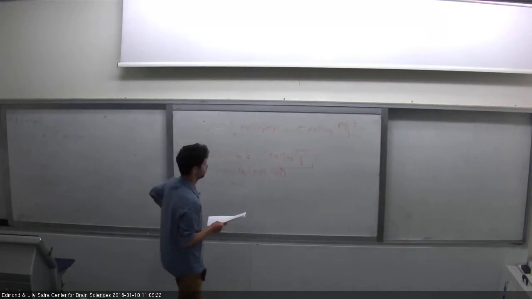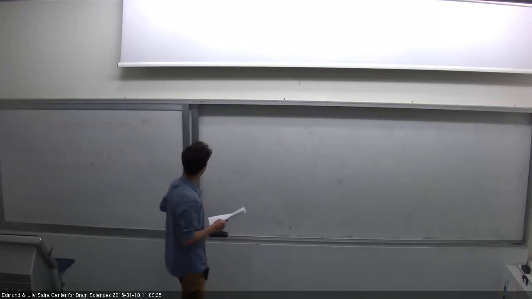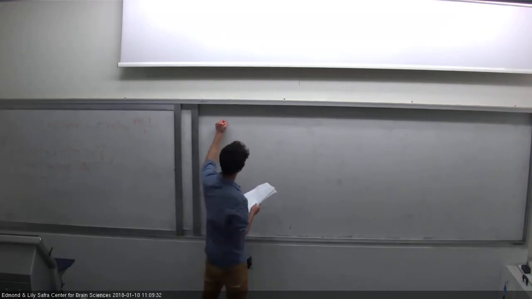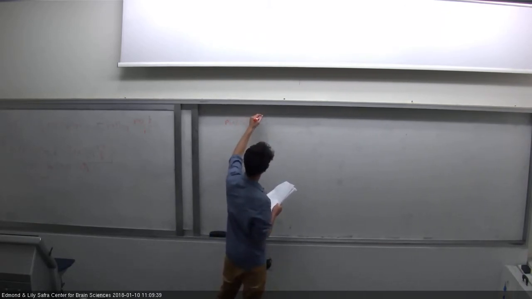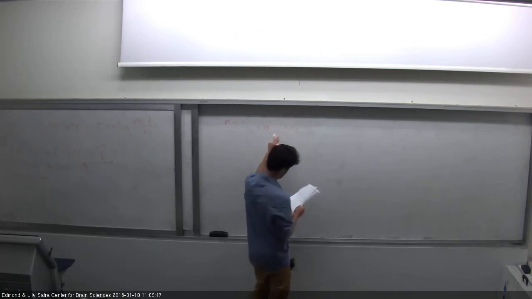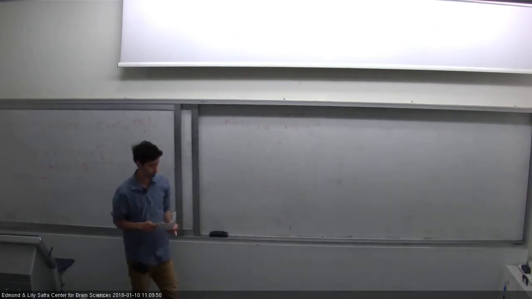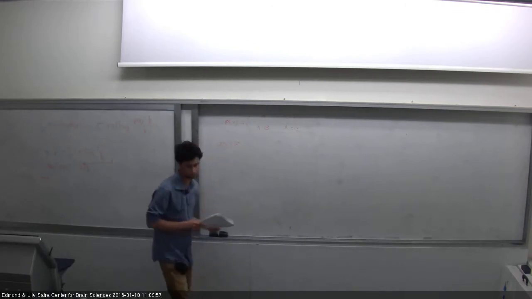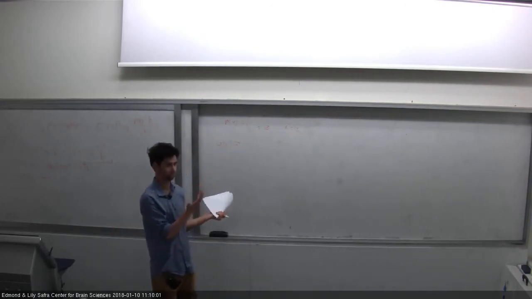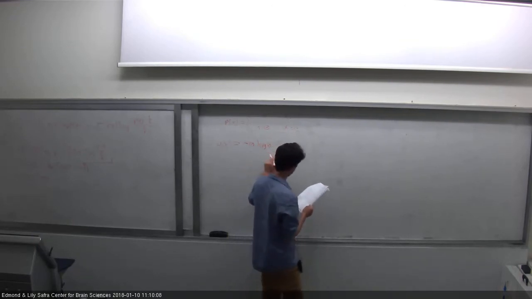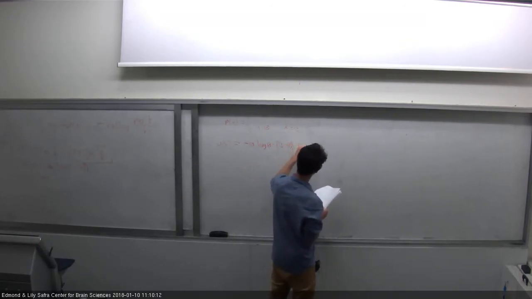Now, let's see a specific example of entropy. So, x is a Bernoulli variable. That means that p of x is theta if x is equal to 1, and 1 minus theta if x is equal to 0. What is the entropy in this case? Just by the definition, right? It's minus theta log theta minus 1 minus theta log 1 minus theta.